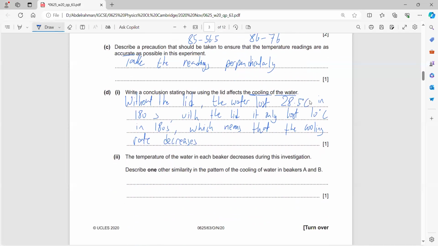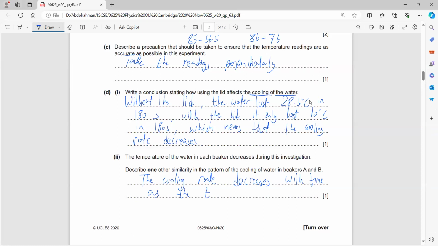One similarity is that the cooling rate decreases with time, or that the cooling rate decreases as the temperature falls.